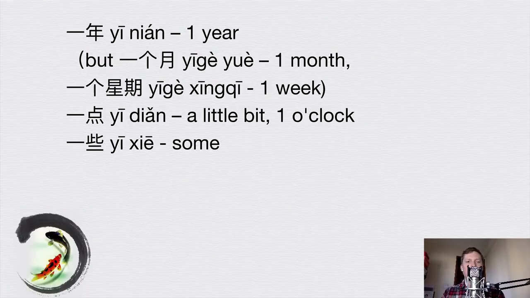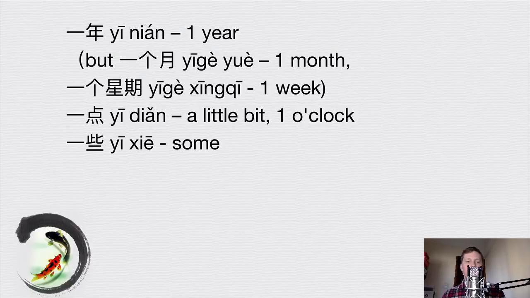Also, 1年 would be 1 year. 1 year, we don't need a measure word for that. However, if you're saying 1 month, you need to say 一个月. And here, 个 is the measure word. So in this situation, you do need a measure word. And also, 一个星期 means 1 week. And 个 is the measure word again.